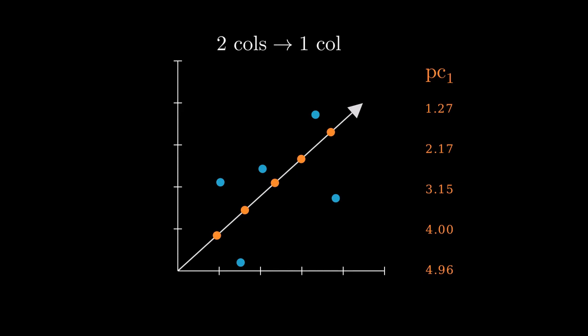Since we started with only two columns of data and we now have a single column of data, we'd normally stop here. But let's look at what happens if we try to extract a number of principal components equal to our number of columns. We find the unexplained variation in the data by taking the difference between our original data and its projection.